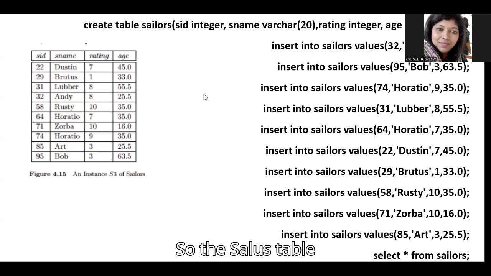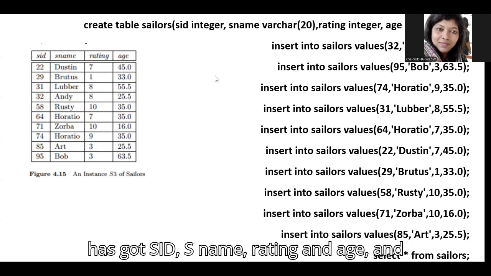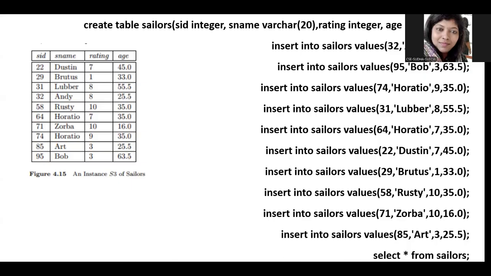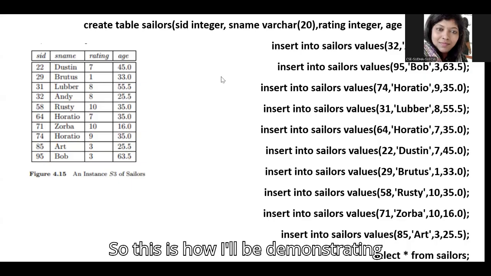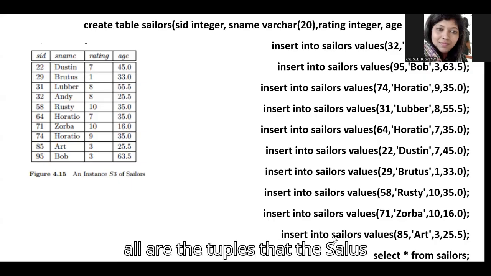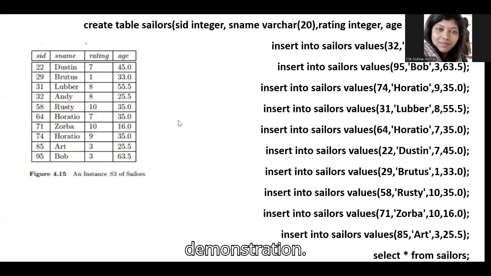So the sales table has SID, SNAME, rating, and age, and I did not make SID the primary key. This is how I'll be demonstrating the explicit index for you. And these are all the tuples that the sales table has. So let's get started with the demonstration.